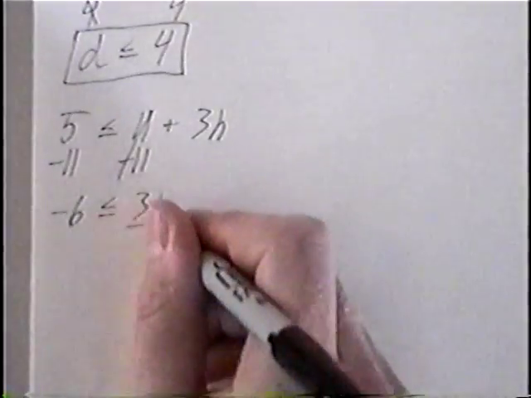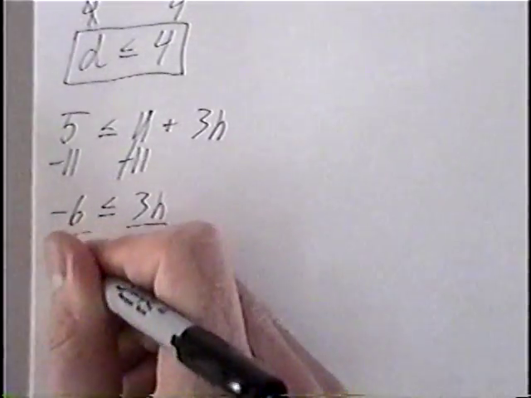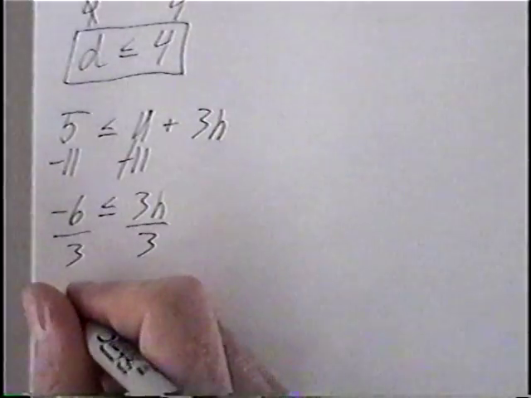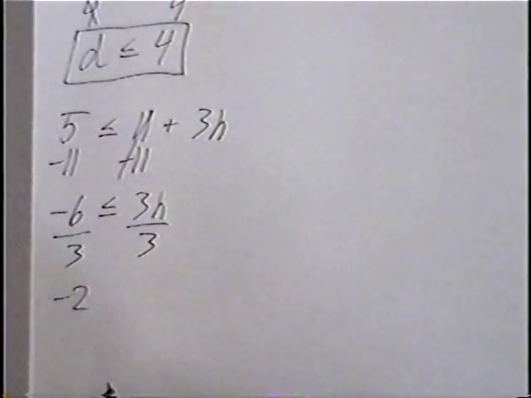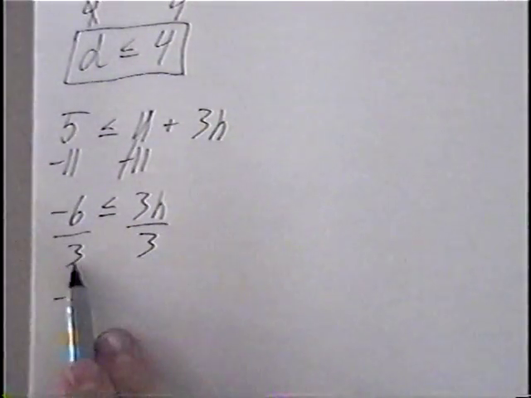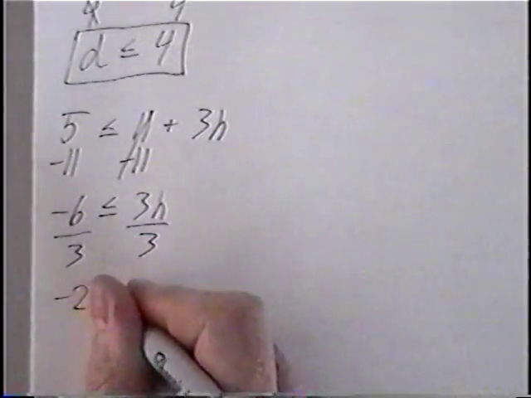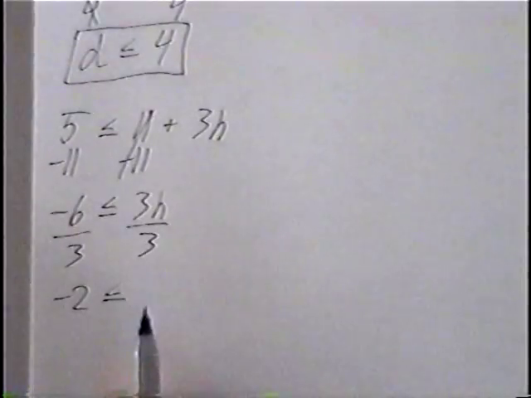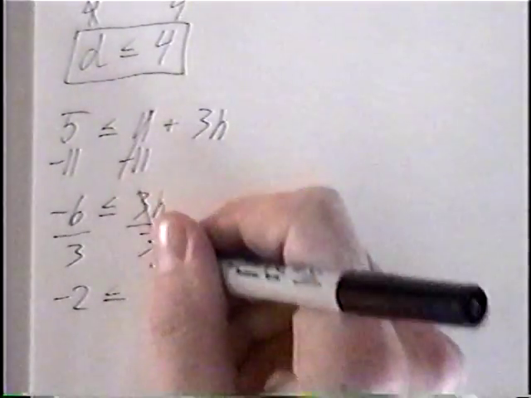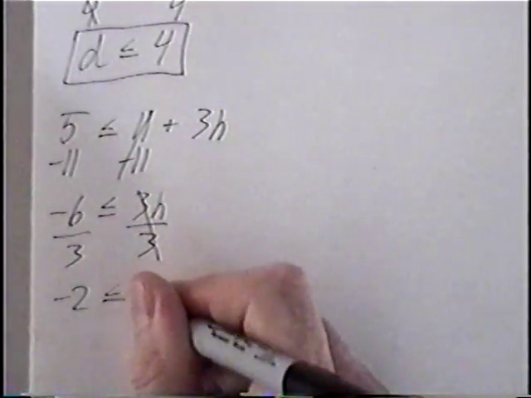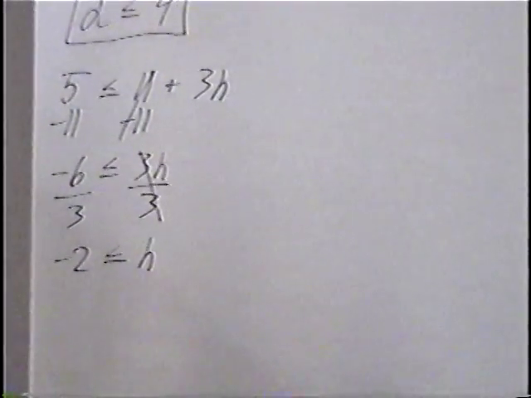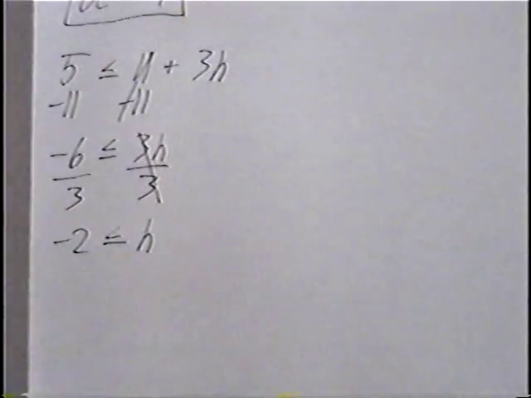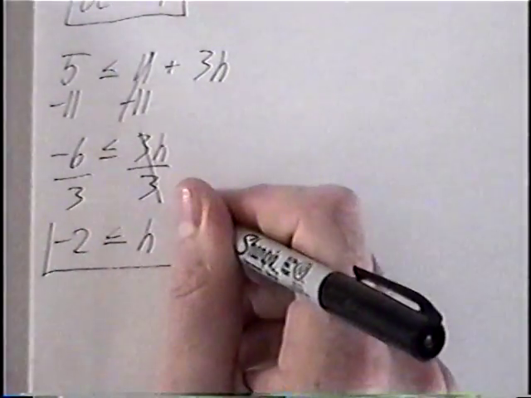And last step, 3 times h. To get rid of the 3, we can divide by 3. Negative 6 divided by 3 would be negative 2. And we're dividing by a positive 3. Again, dividing by a positive number does not change the inequality. It's only when you divide by a negative number. 3's would cancel, and h would come down. Final answer to the question, we'll have negative 2 less than or equal to h.